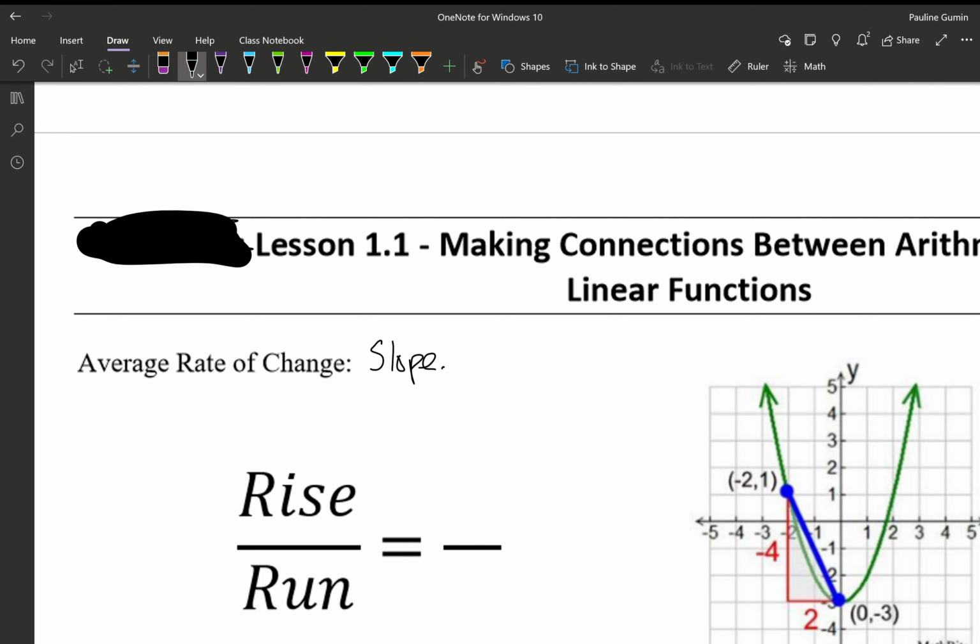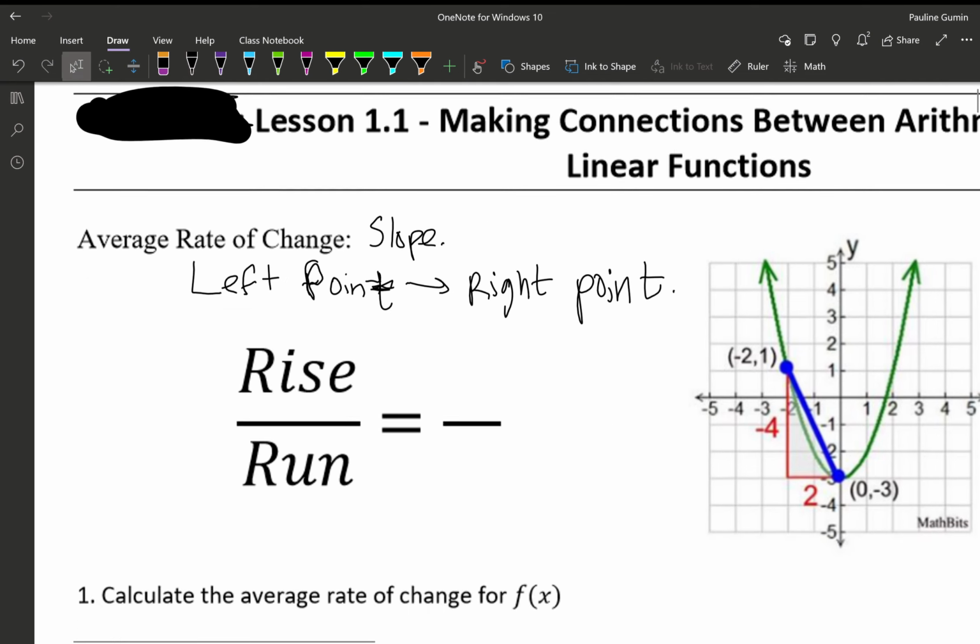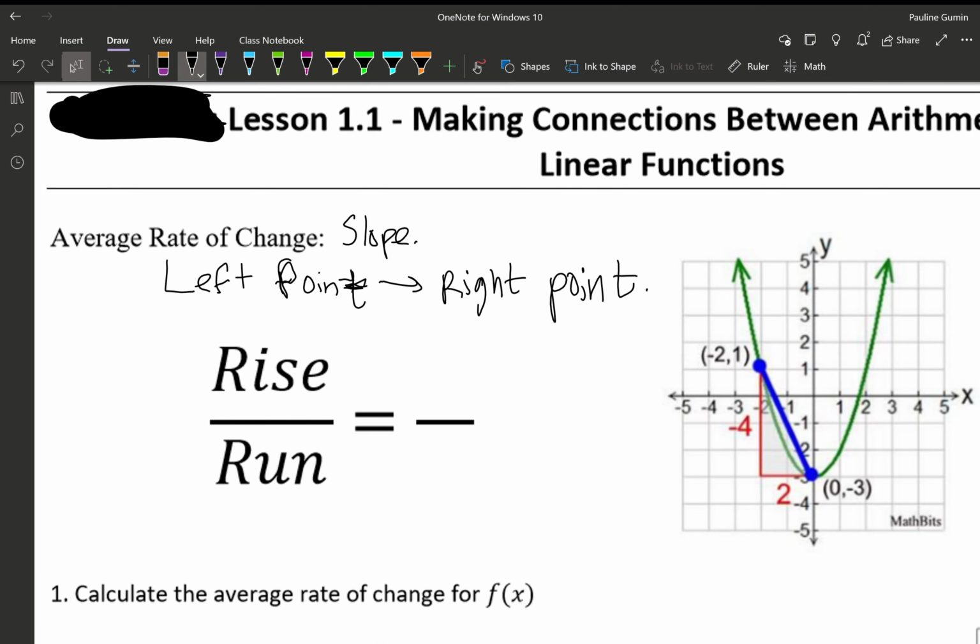And when we look at a graph, the best way to do it is to start with the left point. Left point, and we look from the left point to the right point. All right, so in this little example, we have the left point right here, so it's on the left side of our graph, and the right point is right here on the right side of our graph.